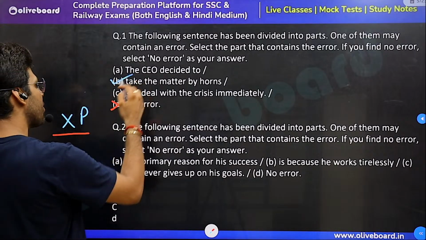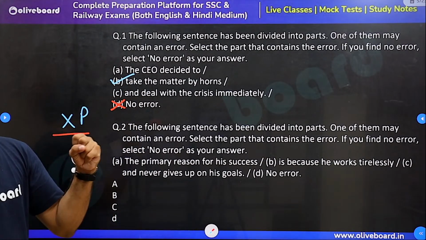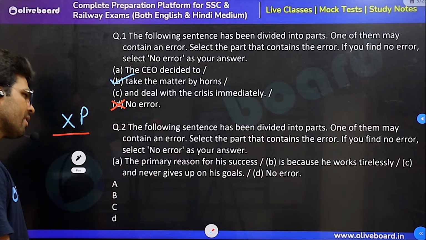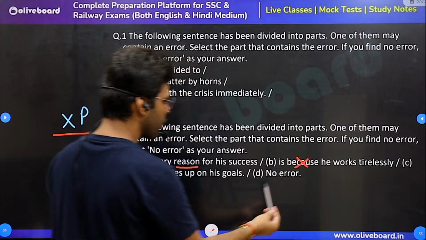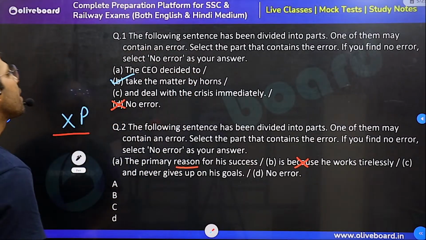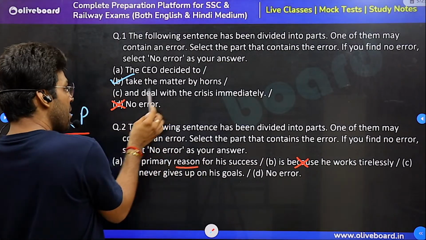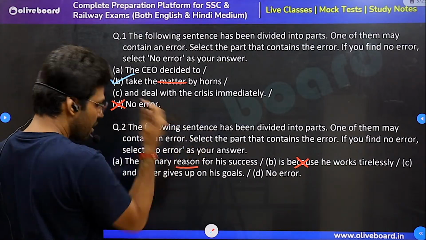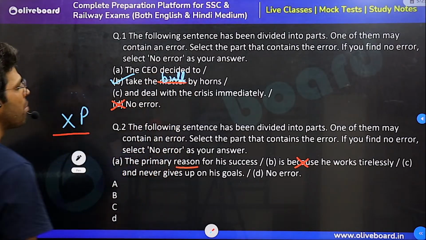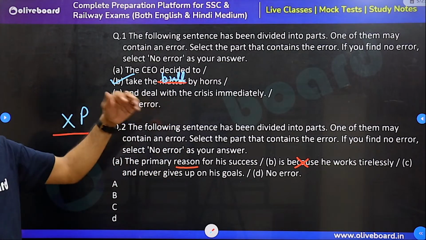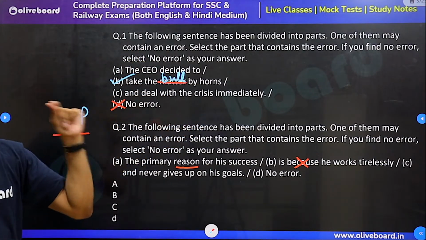Perfect answer from Parvinder. Manish, and in the second one, of course, you are correct. See the first one. That's an idiom. Take the matter by horns. A matter doesn't have horns. The idiom is take the bull by the horns. That means exactly what is stated in the next line: deal with the problem bravely, with courage.